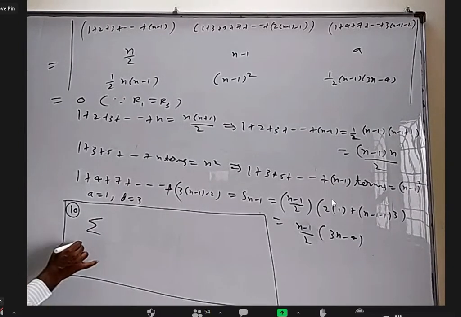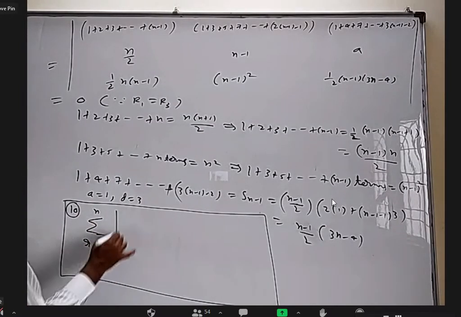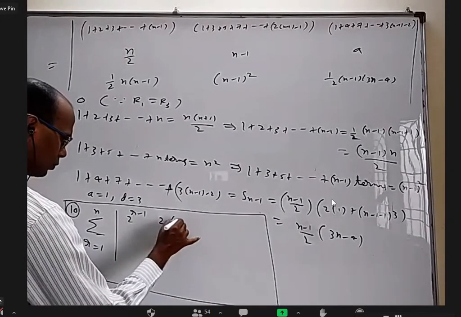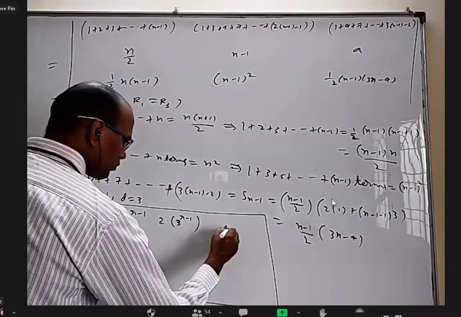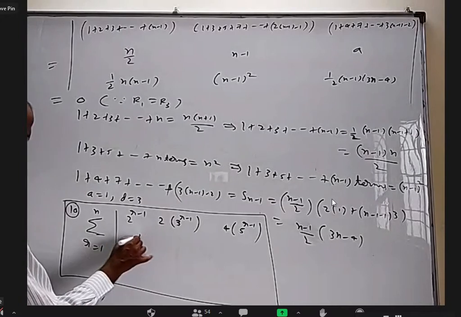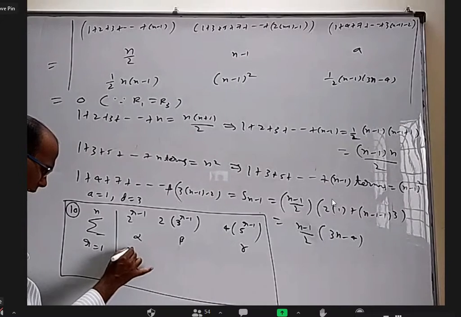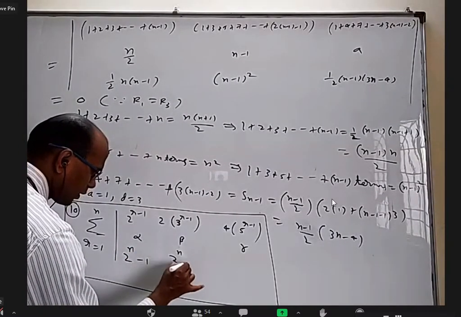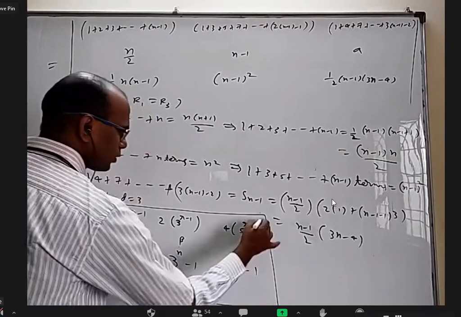Sigma r equal to 1 to n, determinant 2 power r minus 1, 2 into 3 power r minus 1, and 4 into 5 power r minus 1; alpha, beta, gamma. This is 2 power n minus 1, this is 3 power n minus 1, this is 5 power n minus 1. We have to prove this determinant is 0.